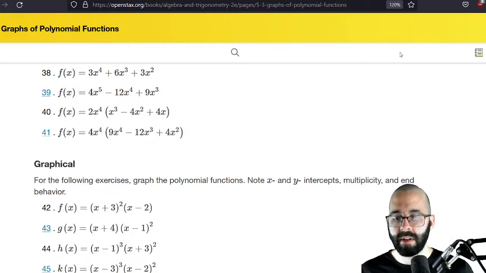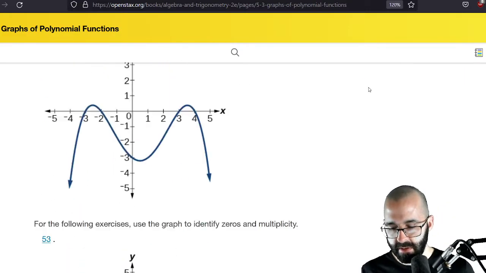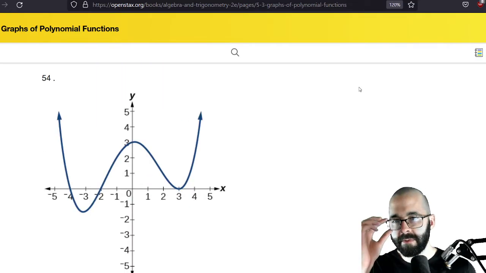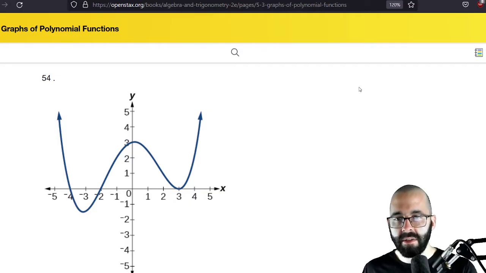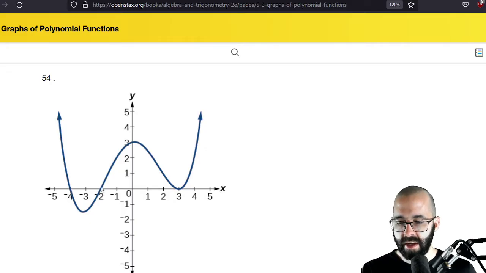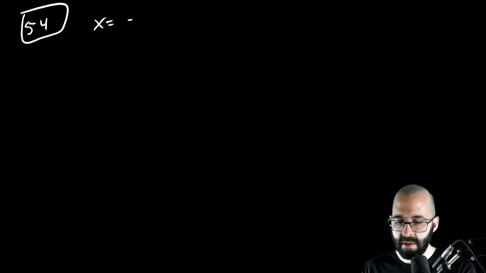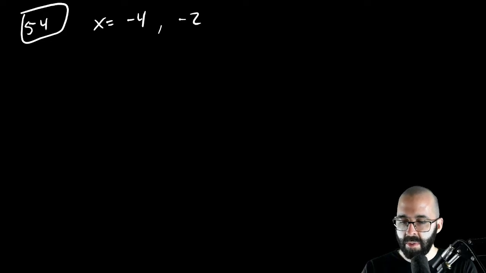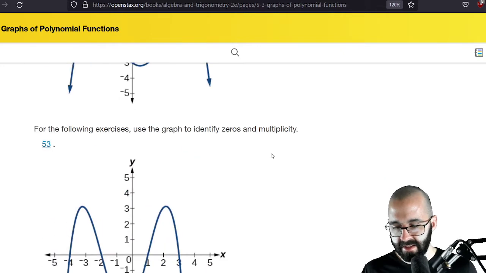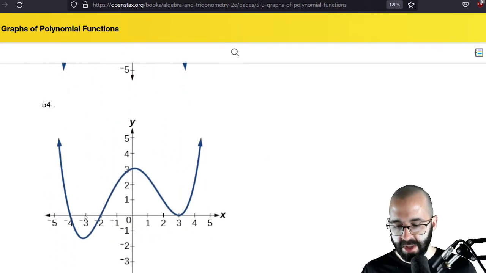Let's do 54 next. Use the graph to identify zeros and multiplicity. So just looking at the graph, there's a 0 at negative 4 and negative 2. And what multiplicities do those have? Oh, we lost it. It happened again. Multiplicity 1, it just kind of crosses normally. If you zoom in really close, it'll cross like a line.